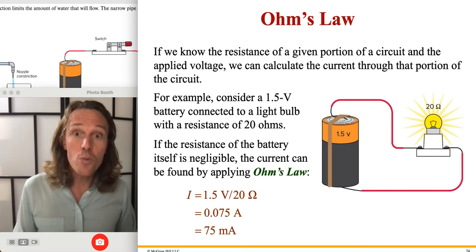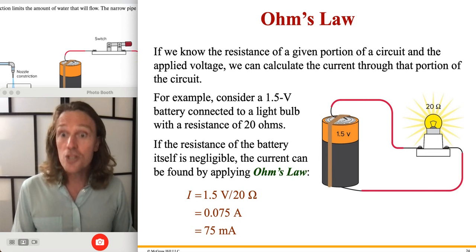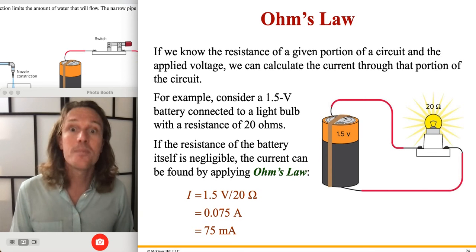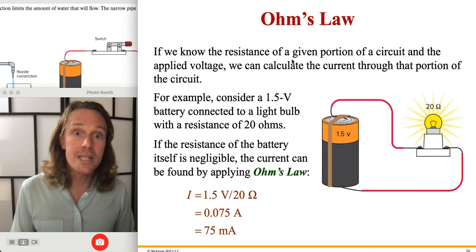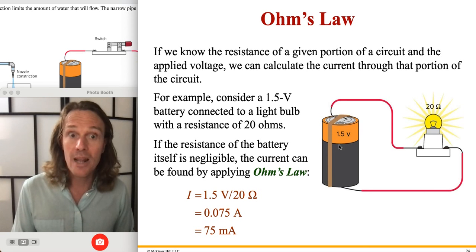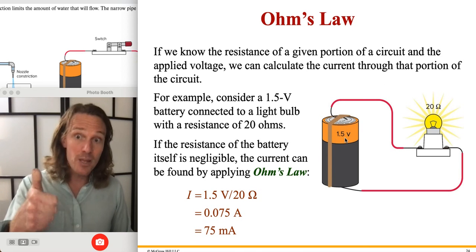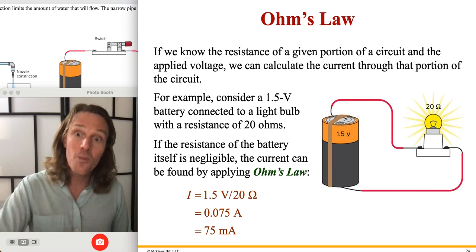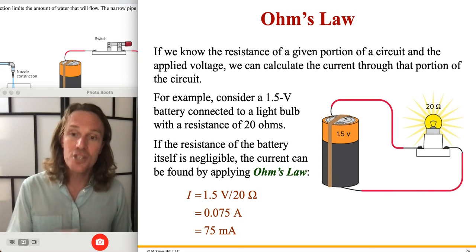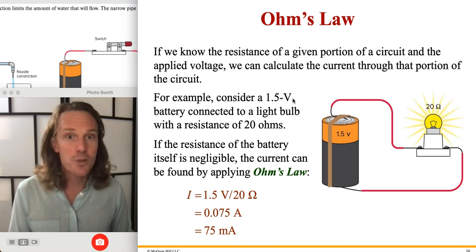All right, so Ohm's law is the name for this relationship between voltage, current, and resistance. If we know the resistance of a given portion of a circuit and the applied voltage, such as the 1.5 volts from a battery, we can calculate the current through that portion of the circuit. By the way, A's, or double A's, triple A's, C's, and D's are all 1.5 volts. The only thing that changes is their amp hours, essentially how much charge they hold. So capacity, but voltage doesn't vary between them.